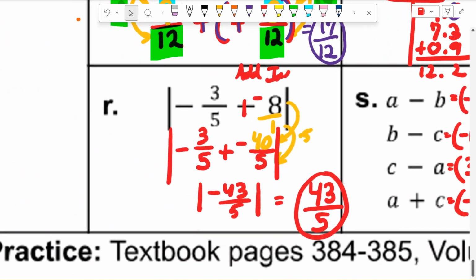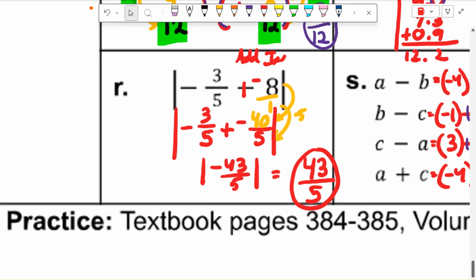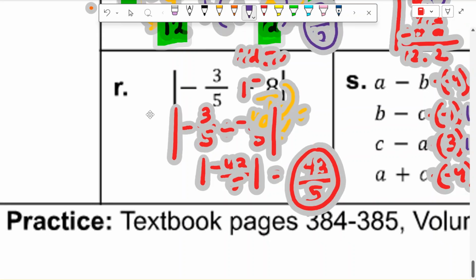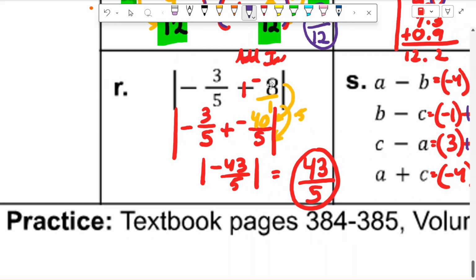Now we're at R. The absolute value bars have returned, and we can see it's negative 3/5 minus 8. Well, the problem with that is we need to make them like denominators. 8 has a denominator of 1, and so you can see what I was doing here. I decided that I can make them both into 5s as denominators. That means the first one doesn't change, but we have a 1 here, and 1 times 5 is 5, so 8 times 5 is this top number, 40.